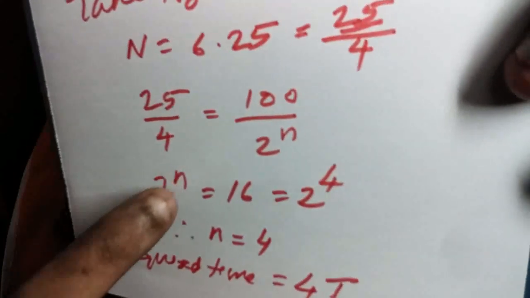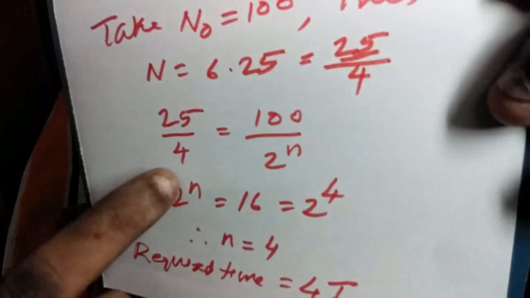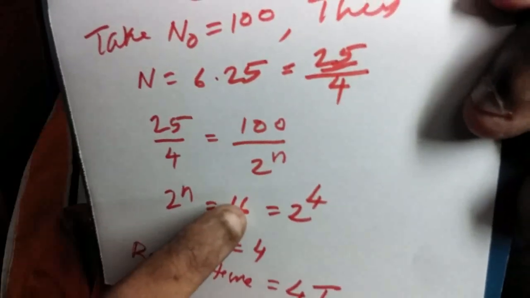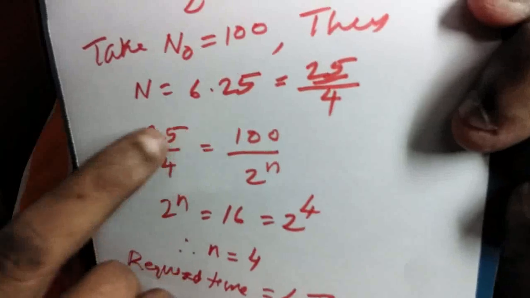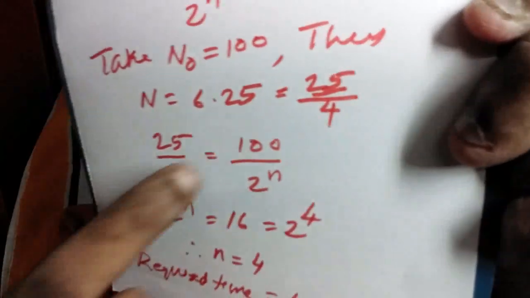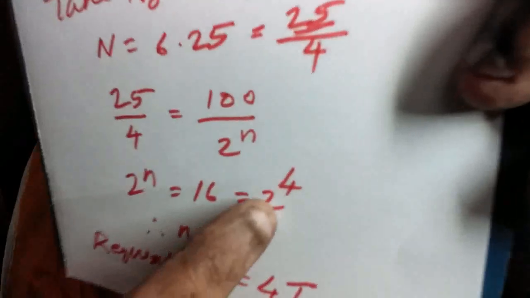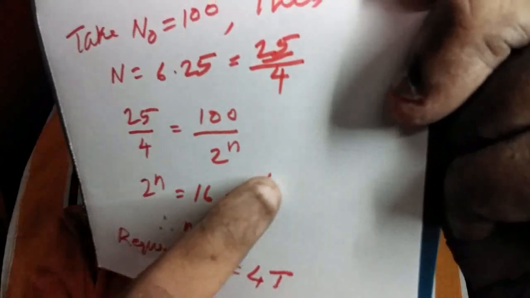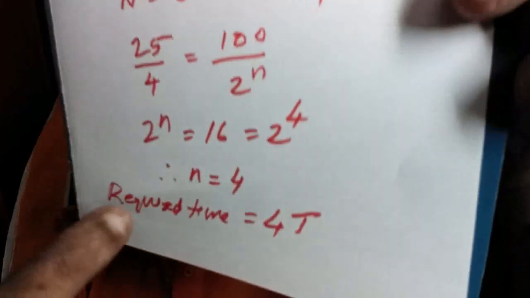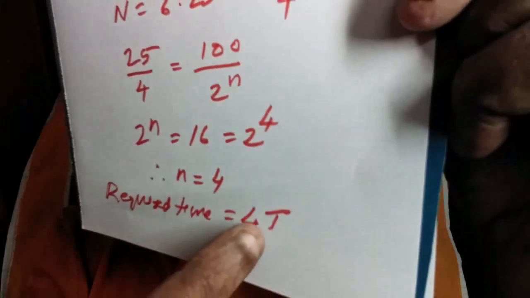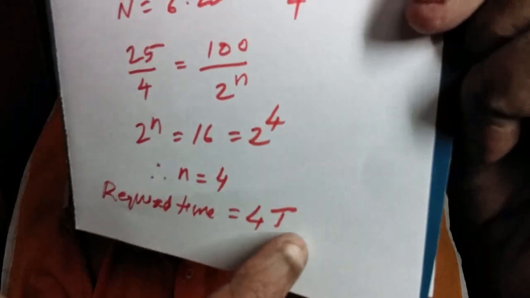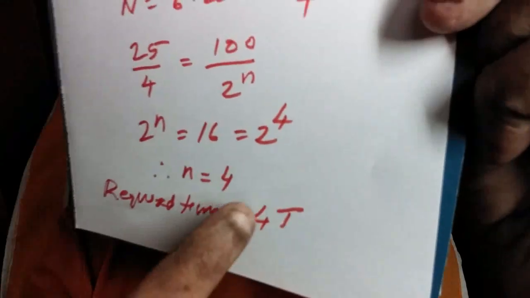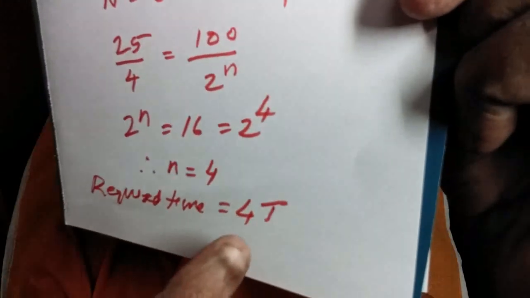Simplify this, you get 2 raised to n as 16, since 25 by 4 times 4 gives 16. 16 is 2 raised to 4. That means small n equals 4. So the required time is 4 half-lives. Here the half-life is given to be capital T. So the required time is 4T.